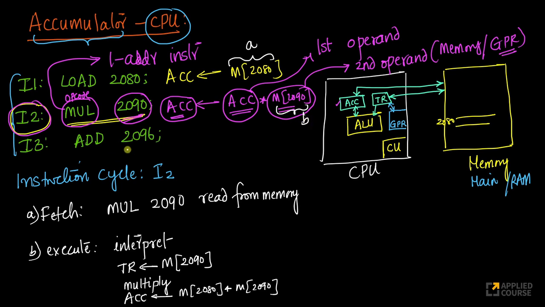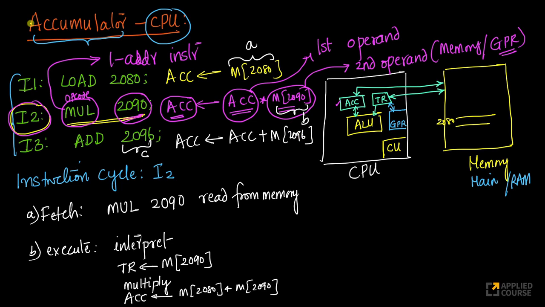Okay, whatever is stored in memory address 2096, let's call it C, just for simplicity. Now let's look at the third instruction here. What does the third instruction do? This is also a one address instruction with the arithmetic operation add as the opcode, and the address is 2096. So what will happen here? My accumulator now will be equal to, again, here also my first operand I'll assume is in the accumulator. So accumulator plus whatever is stored in 2096.